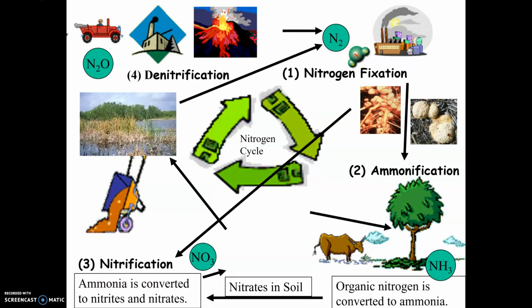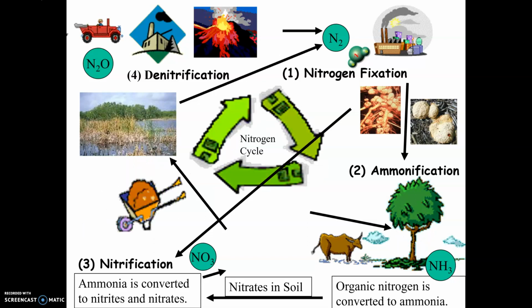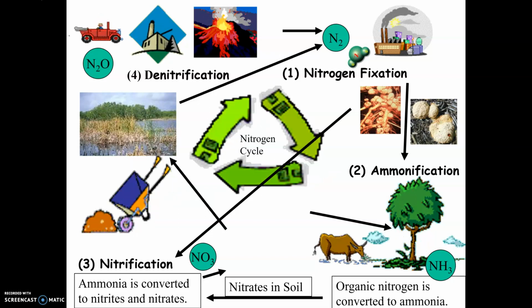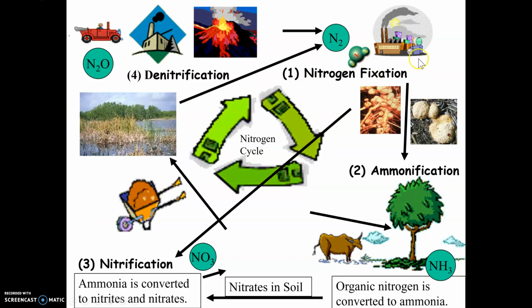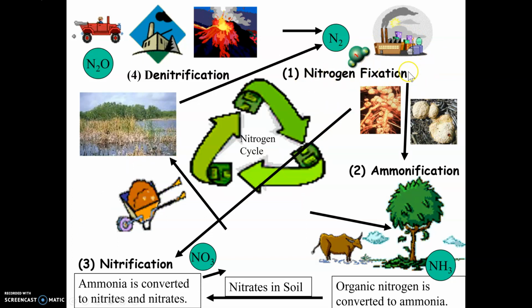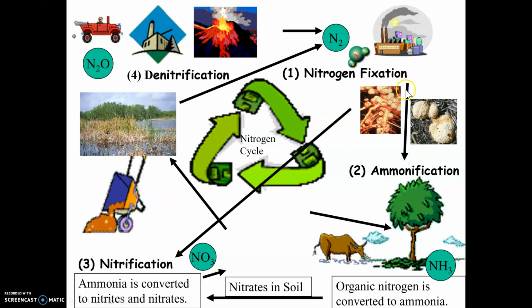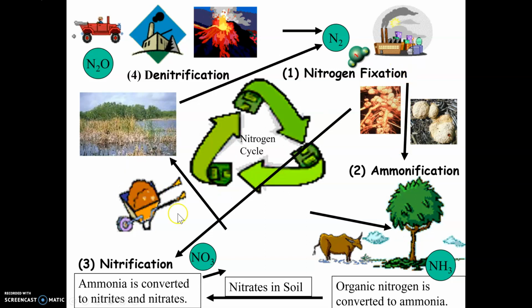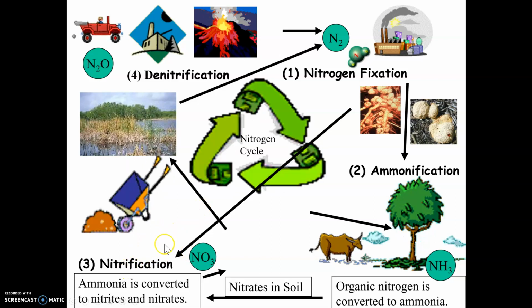So let's review what we've discussed. For nitrogen to be used by different organisms on Earth, it has to get changed into different compounds, and the way that we do that is through this nitrogen cycle. The first step to that nitrogen cycle is nitrogen fixation. And that's whenever either bacteria changes nitrogen into ammonia for plants, or lightning changes it into nitrates, which all plants are able to use.